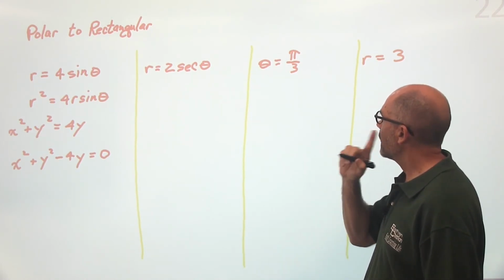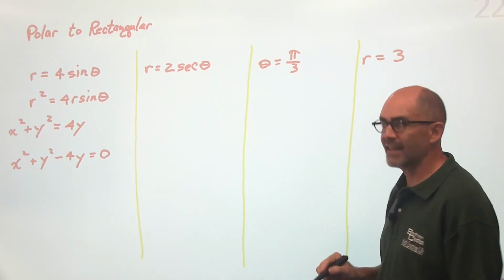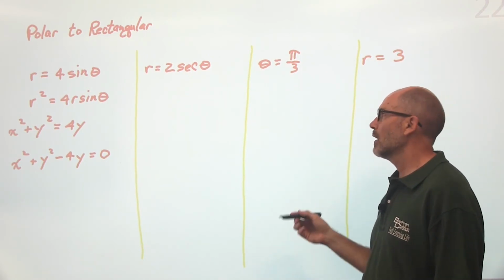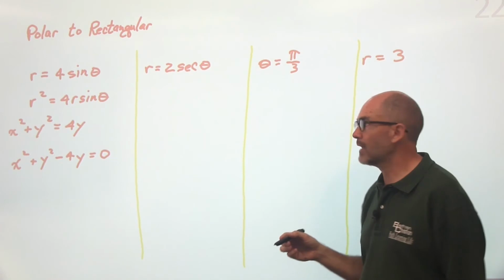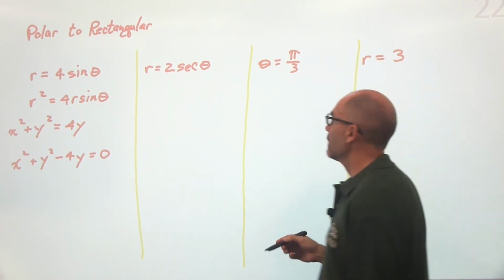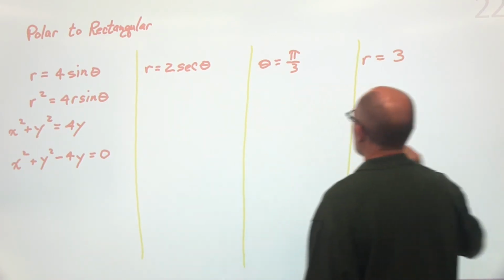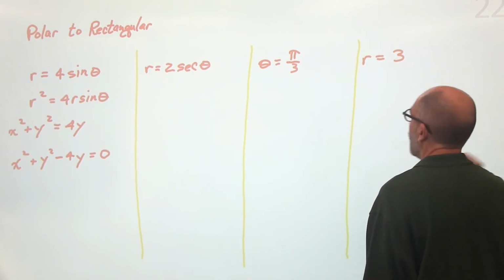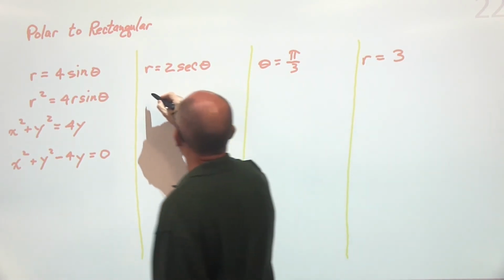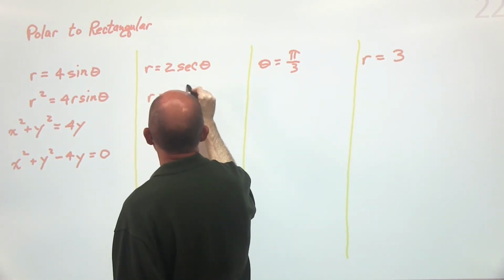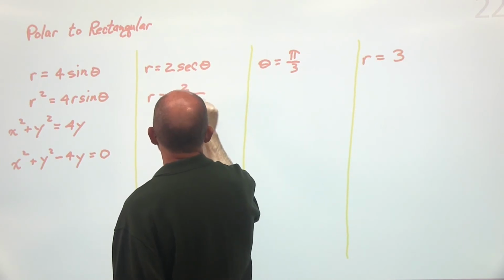Okay, now, what about r equals 2 secant theta? Well, I don't know about secant theta. That's a little scary. So what I'm going to do is I'm going to change it to r equals 2 over cosine theta.